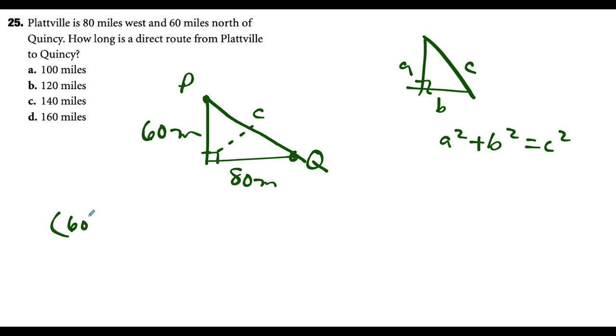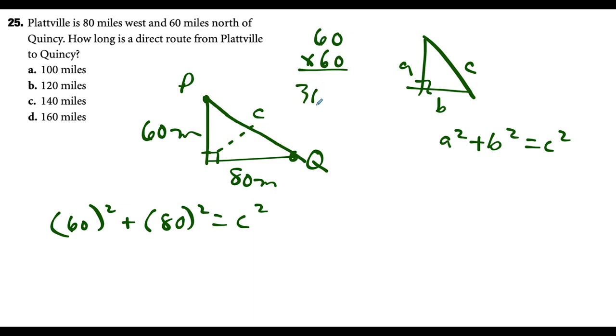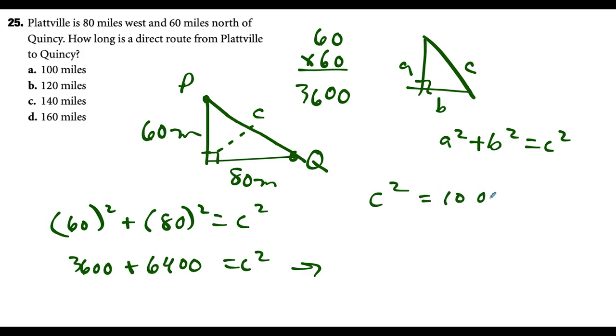So I'll just plug this in. We have 60 squared plus 80 squared is equal to C squared. And now if we work this out, 60 squared, I just think of this in my head. I do 60 times 60. When I have trailing zeros, I do 6 times 6 is 36, and then I have 2 zeros. So this is going to give me 3,600 plus 8 times 8 is 64, and I'm going to have trailing zeros, equals C squared. So when I add those two together, 3,600 plus 6,400 is 10,000.